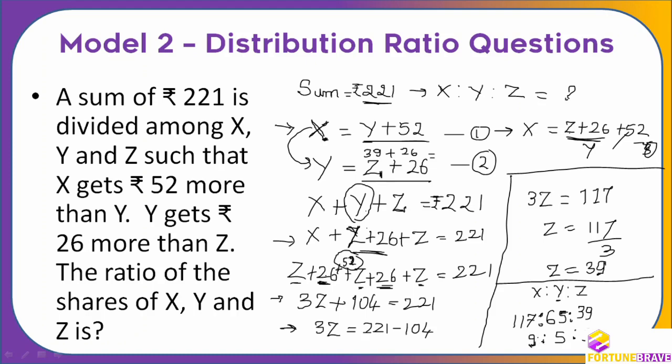So the ratio is 9 is to 5 is to 3. Okay. 9 is to 5 is to 3 is the ratio of this. Okay. Right, my dear friend. So this is how we have solved this question. Let us go to the next question here.